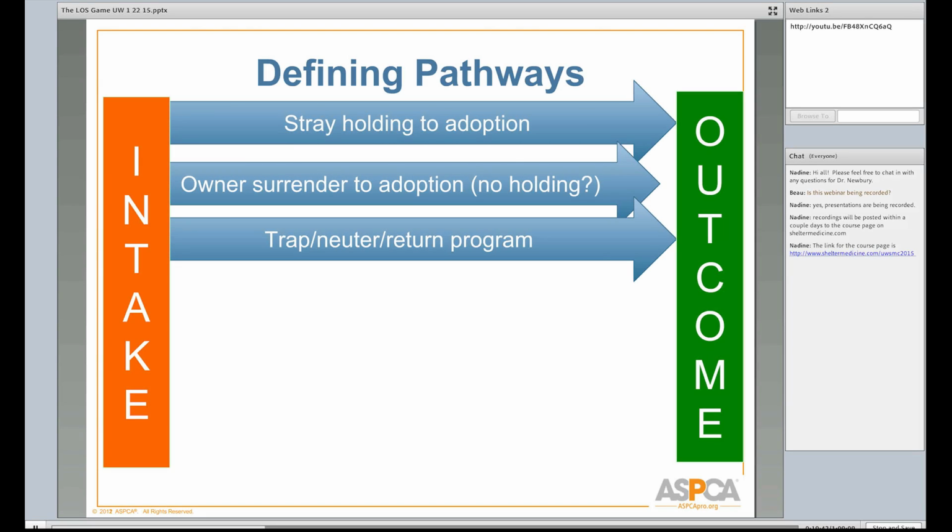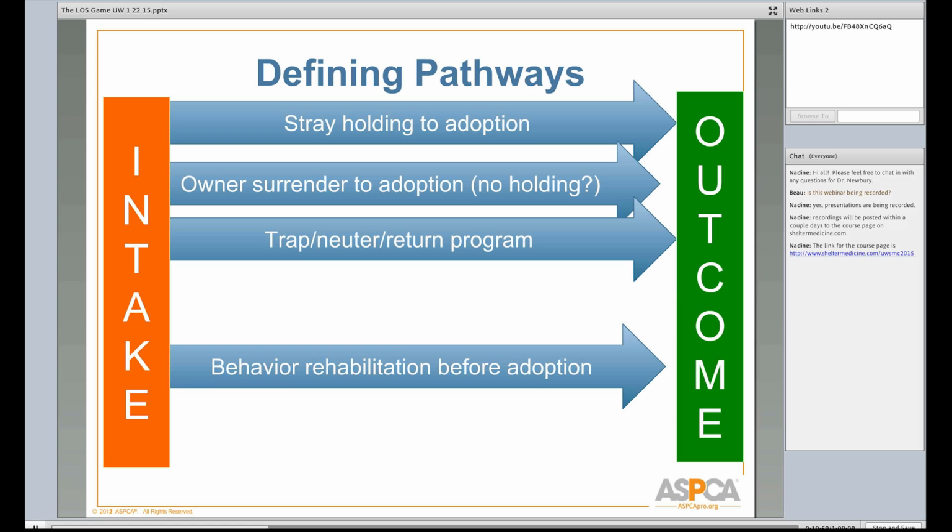Or maybe they have to just come in for one day. Maybe that's something we can offer. So if someone calls about a feral cat, we can say, you know what, we don't take feral cats, but we do offer this alternate service for them. So these are all different pathways that can happen.